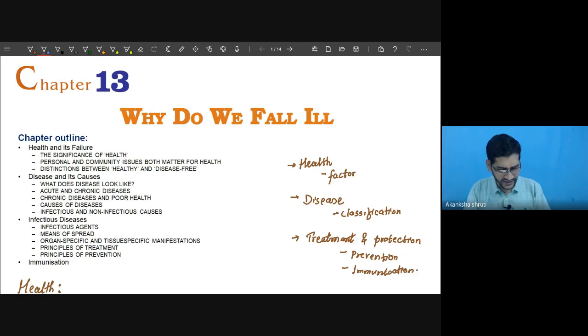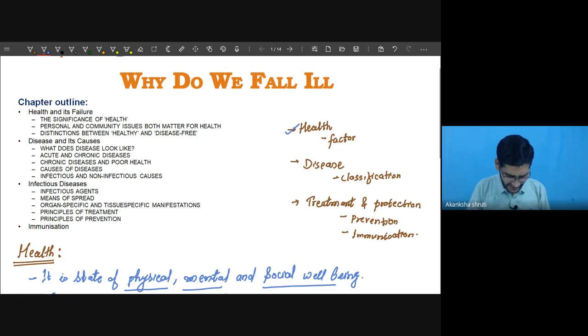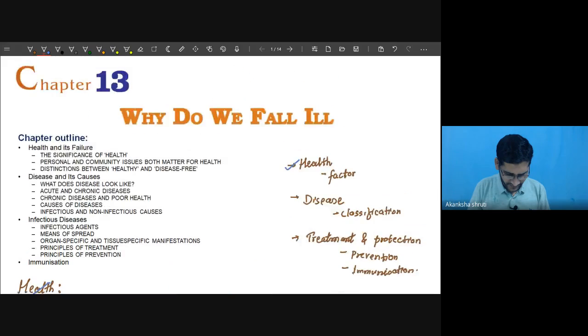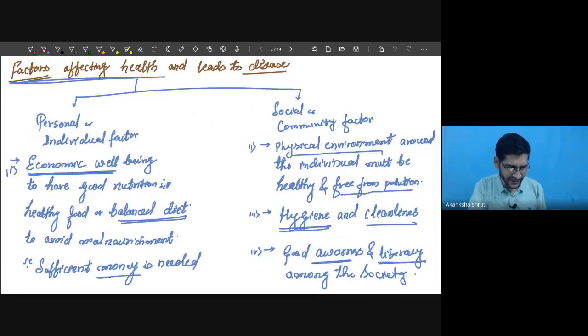Good evening, students. Today we are going to learn about various types of disease and classification of disease. Last day we started with what is health, what is disease, what are the symptoms of disease, and the factors affecting our health. This thing we have learned.